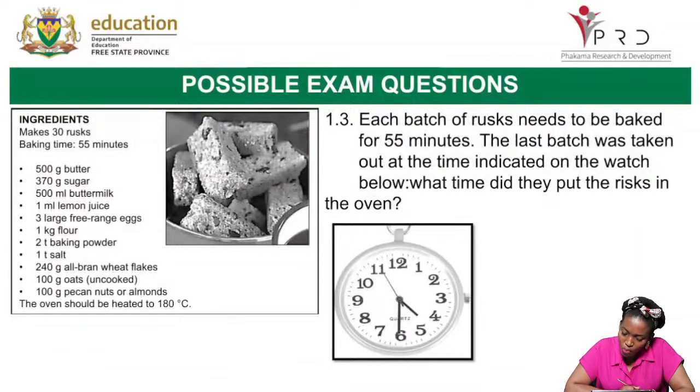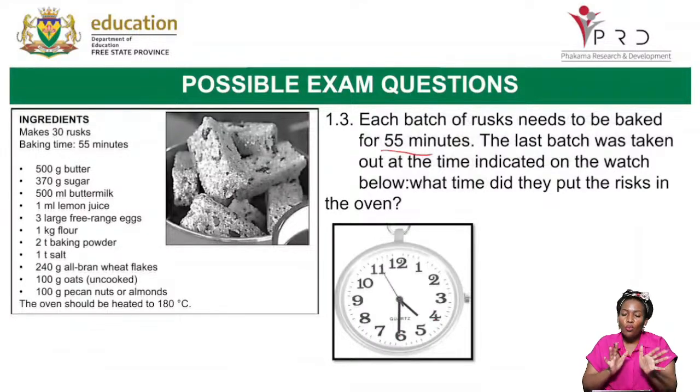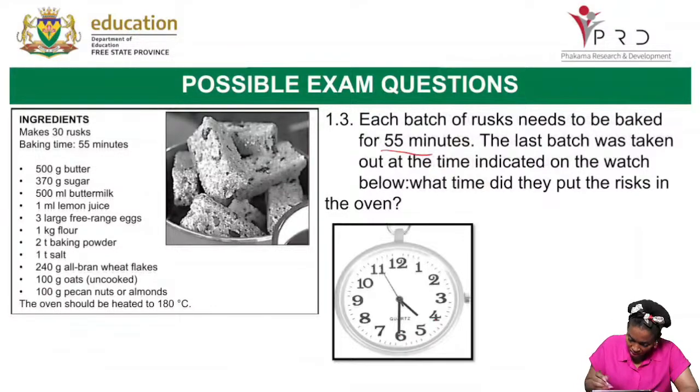1.3. Each batch of rusk needs to be baked for 55 minutes. We've established that. The last batch was taken out at the time indicated on the clock. So the last batch was taken out at 4:30. The question is, what time did they put the rusk in the oven? So there are different ways of doing this. You can do it manually or you can do it using your calculator.